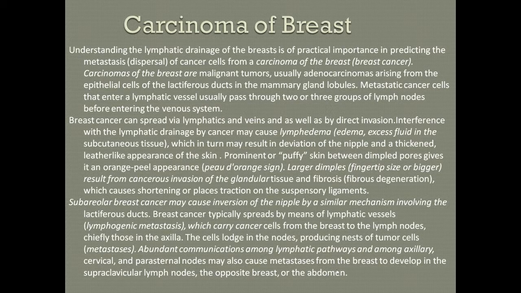Understanding the lymphatic drainage of the breast is of practical importance in predicting the metastasis of cancer cells from the carcinoma of the breast. Carcinomas of the breast are malignant tumors, and these metastatic cancer cells enter a lymphatic vessel that usually passes through two or three groups of lymph nodes before entering the venous system, and it can spread by lymphatics and veins as well as by direct invasion.